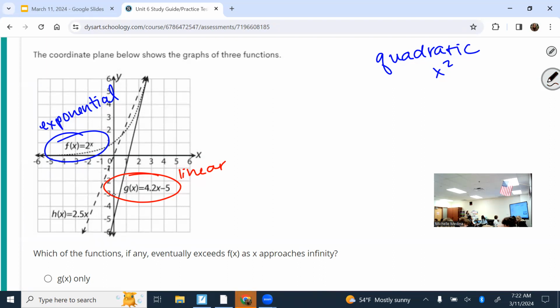And what type of function is h of x? Based on how it looks and the equation? We've now talked about all the ones from this year, so it's going to be one of these 3. Which one does h of x most resemble? Linear.